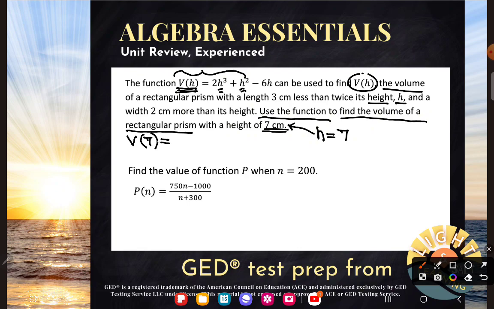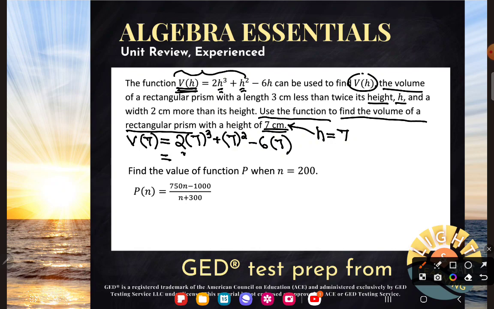So the volume when h is 7 is equal to 2, h is 7, we're going to cube that, plus 7 for the h again, we're going to square that, minus 6 times that h. I'm just substituting in that value of h. And you can see, as funky as this looks, it's just a bunch of numbers on the right-hand side. So I'm going to type it into my calculator. 2 times 7, close quantity, raise that to the third power, plus 7 squared minus 6 times 7.